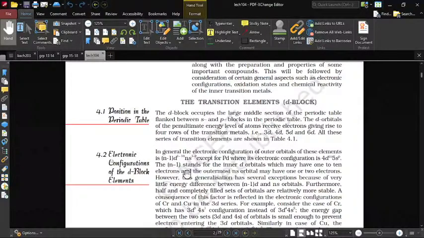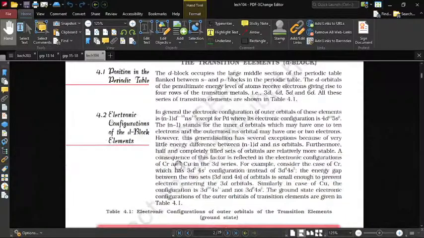The transition metals, D block. Position in the periodic table: the D block occupies the large middle section of the periodic table, flanked between the s and p blocks. The d orbital of the penultimate energy level in the atoms receives electrons, giving rise to four rows of transition metals, that is 3d, 4d, 5d, and 6d. All these transition elements are shown in table 4.1.